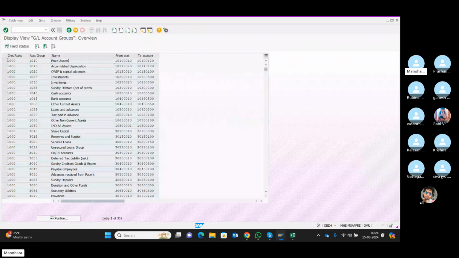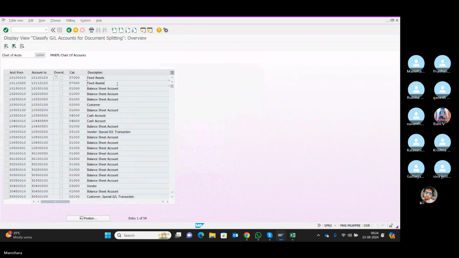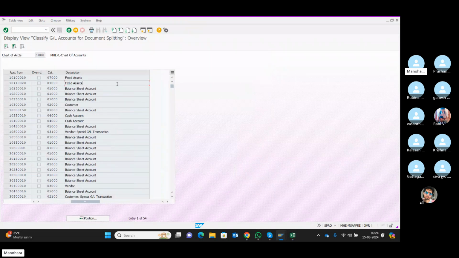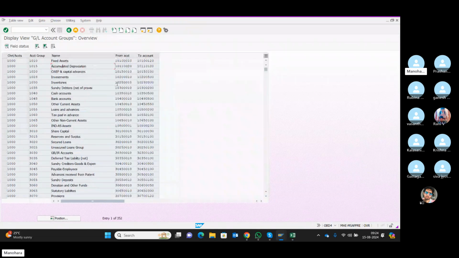So here, if you see the chart of accounts, we can find it. This is fixed asset, accumulated depreciation, investment, inventories, secondary debtors, cash account, bank account. We have some of these in GL groups. So the GL groups determine where each account will come under. We have to determine how the system will understand the configuration, based on which the system will split also.